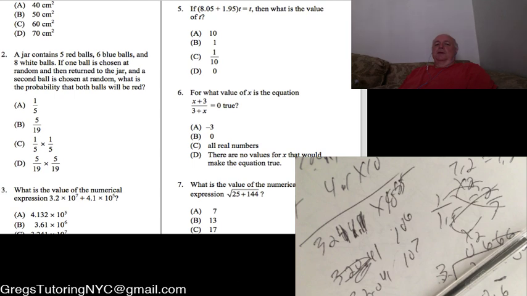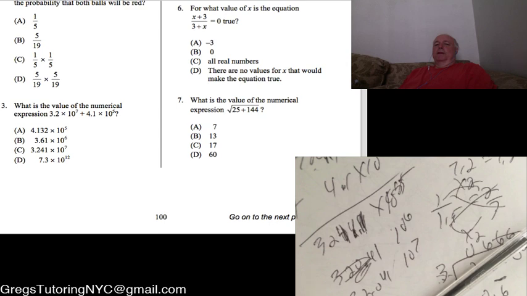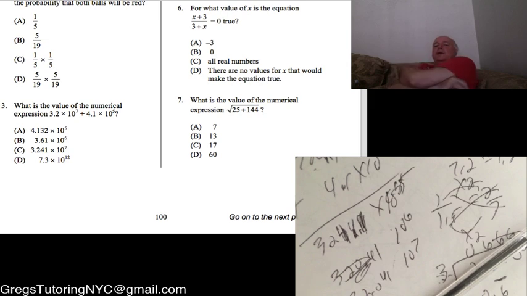Okay, 6. 6 is a really good question, and even though it's good, it may not be a SHSAT question. What do you guys think of that? For what value of x is the equation x over 3, x plus 3 over 3 plus x equals 0? For what values of x is that true?